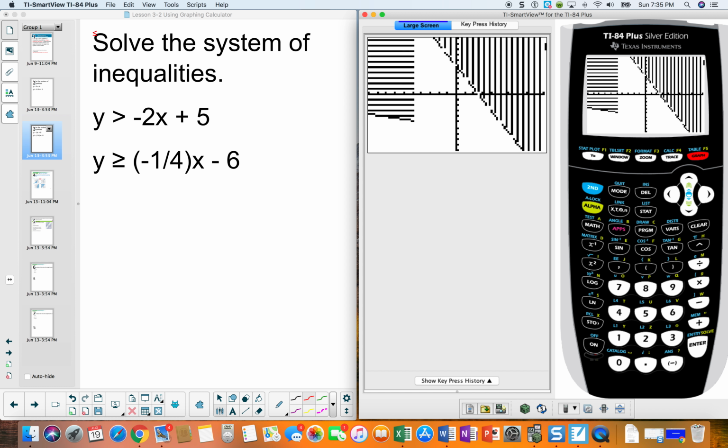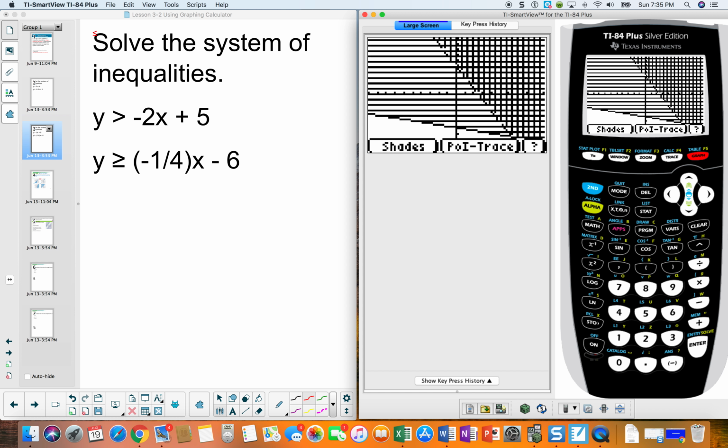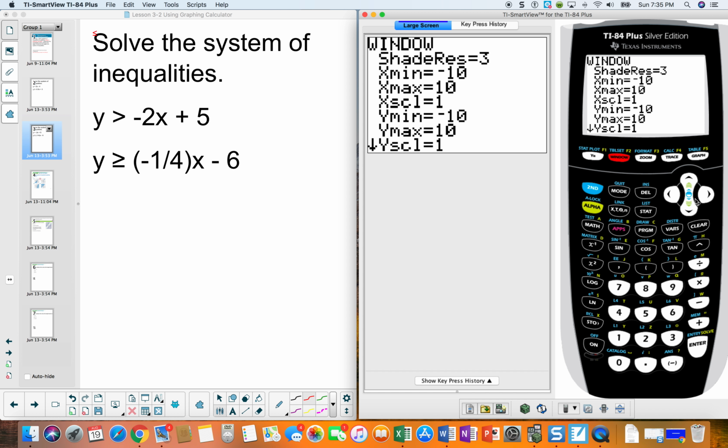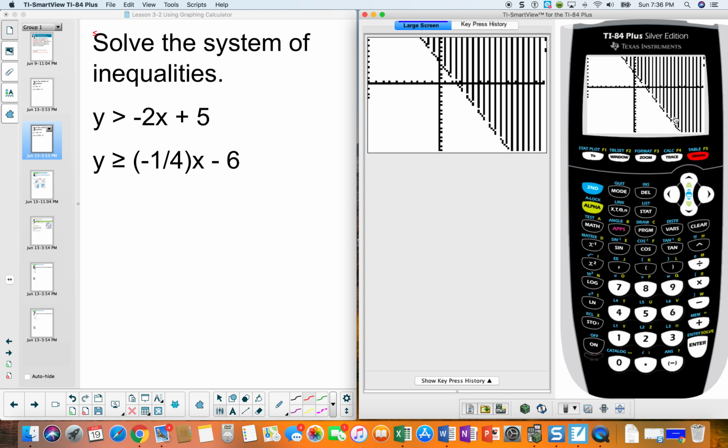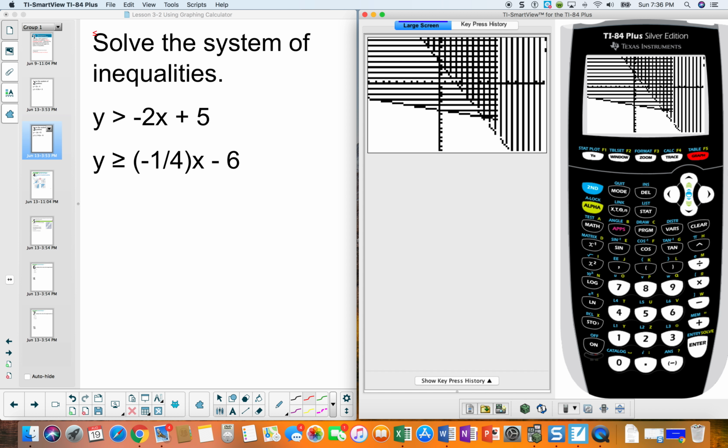That's our first line inequality. Our second inequality, looks like we can't see this part very well, so I'm going to go to the window. I want to see more x's, so I'll go over to 15. And I want to see more negative y, so I'm going to write negative 15, and then press graph, and you can see I get more of this quadrant here. And now I can see that this represents a solution where they all cross, and if I want to find this point of intersection, it's alpha, and then the middle button, and it'll give me that point.